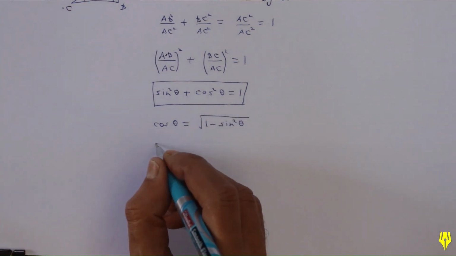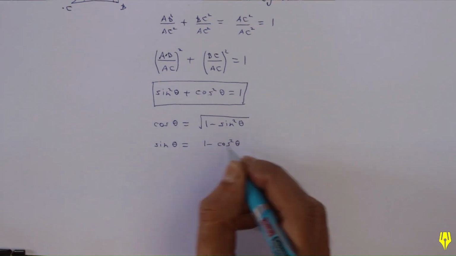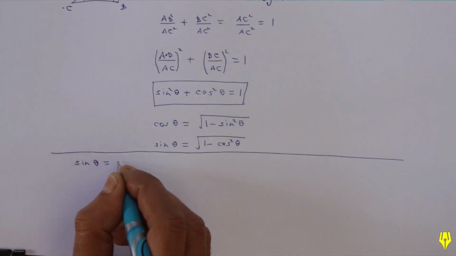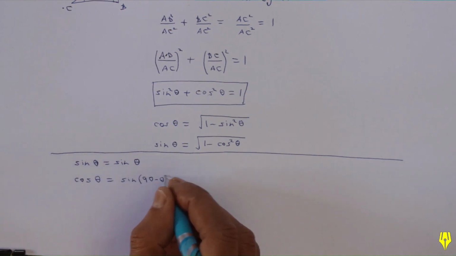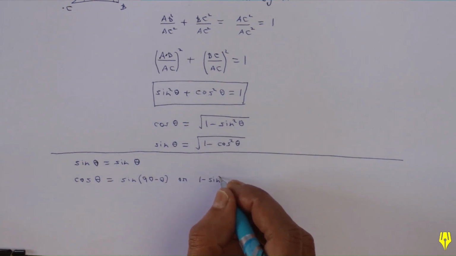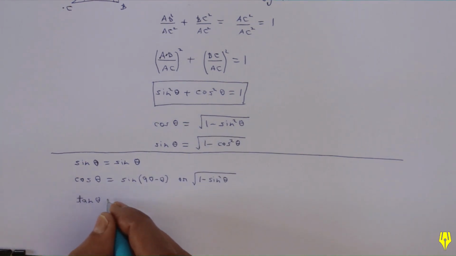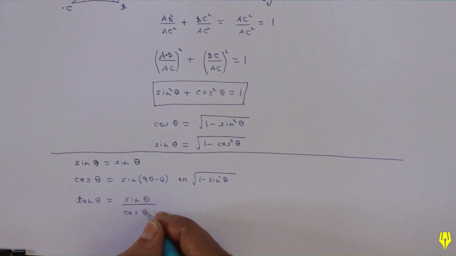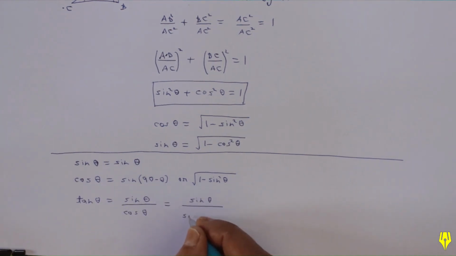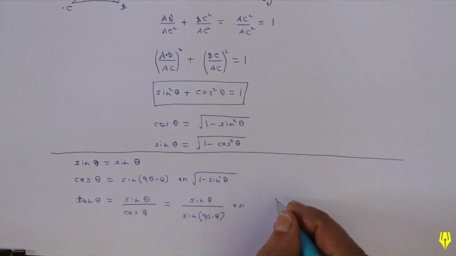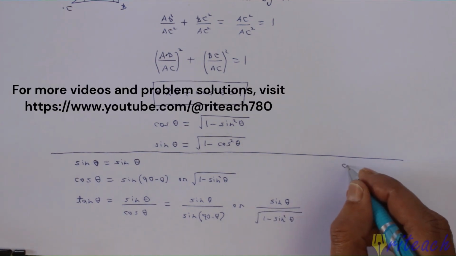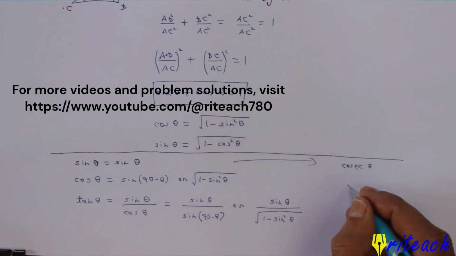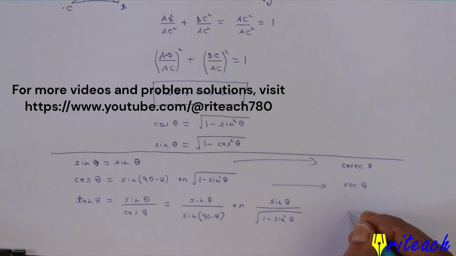So knowing one, we can find the other. Cos theta can be written as the square root of 1 minus sin square theta, or sin theta is the square root of 1 minus cos square theta. So now we are writing all the 6 relationships in terms of only sin theta. Knowing these 3 relations, we can find cosecant theta, secant theta and cot theta, because they are the reciprocals of these 3.